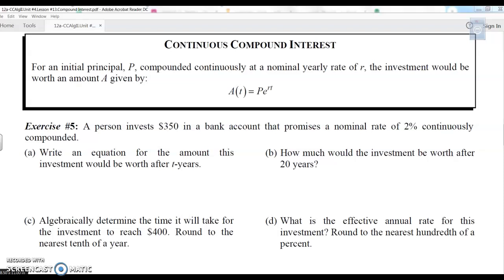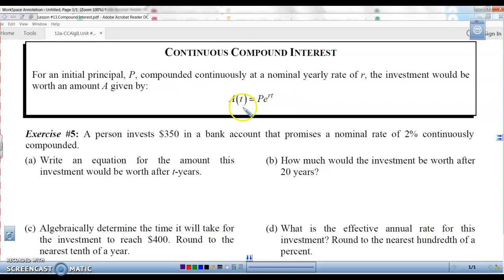This is Algebra 2, Unit 4, Lesson 13, the rest of the notes on compound interest. Okay, so the last thing we went over on the Edpuzzle from before was about continuous compound interest. So that is called the PERT formula.